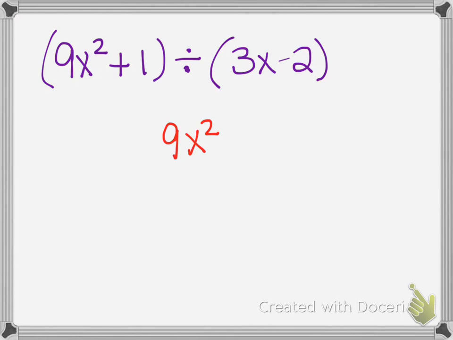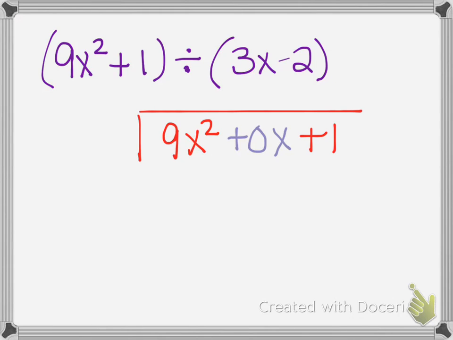9x squared plus 0x plus 1. And then I'm going to divide by 3x minus 2. So if you forget to put a placeholder in long division, you will catch your mistakes. And finding that mistake is also why I like to vertically line up all of my like terms, because you will catch the mistake that way. So it's really important this needs to be here. If not, things aren't going to line up and you're going to run into some issues and you're not going to solve the problem correctly.